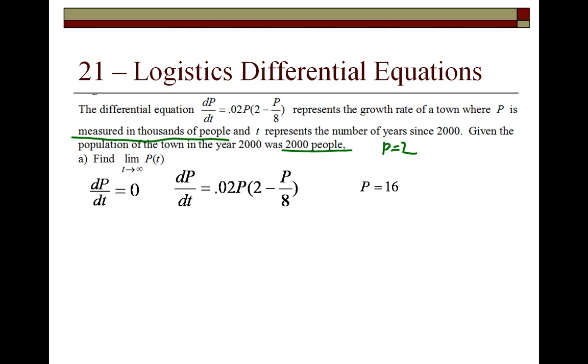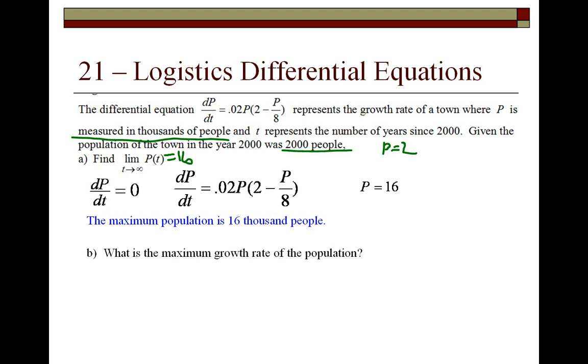The population, though, is not 16. The maximum population is 16,000 people. So the limit of P(t) is actually 16. But if I asked you what's the maximum population of the town, the maximum population is 16,000 people. So technically the actual answer to this is 16. But if I ask the question a little bit differently, saying what's the maximum population, it would be 16,000 people.